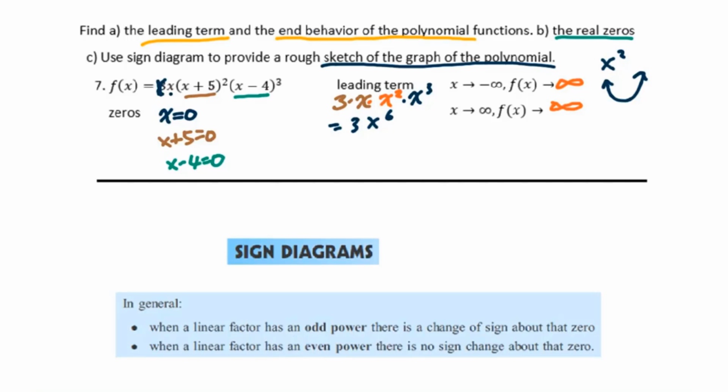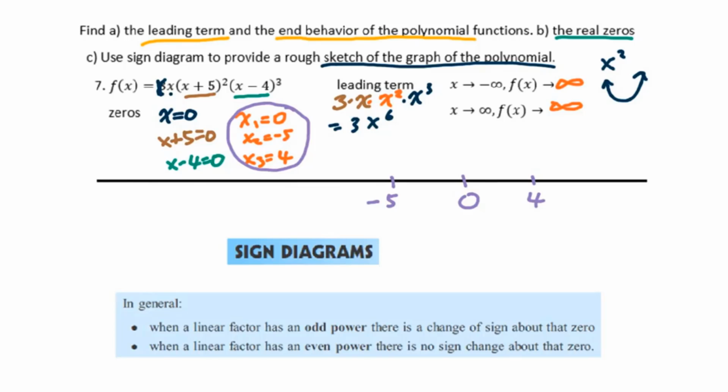So we get 3 zeros: x1 equals 0, x2 equals negative 5, x3 equals 4. Now we go to the number line. Label all these 3 zeros on the number line: this is -5, 0, and here it's 4.